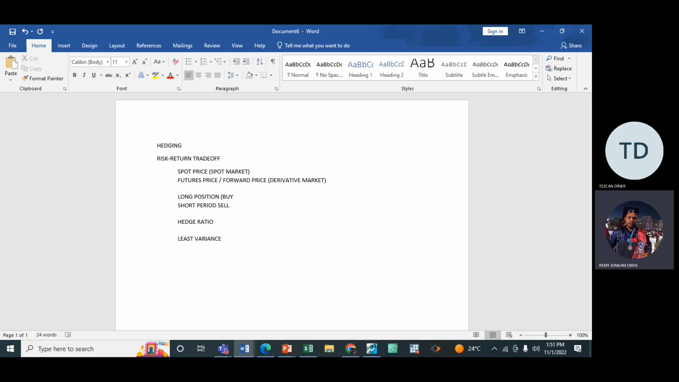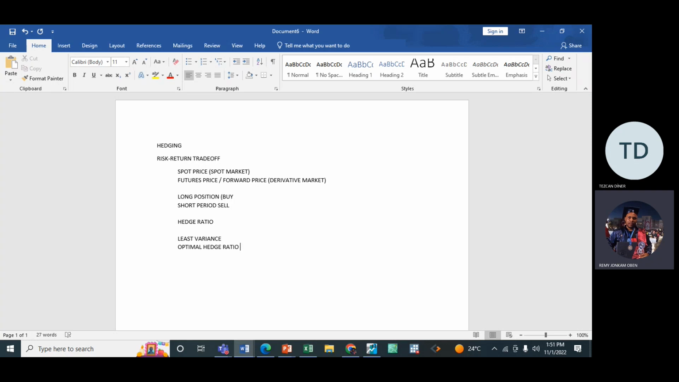Minimum variance. What is variance? Variance is risk. It's a measure of risk, right? So we don't want risk. So we want the option which has the lowest risk, the least variance. So the hedge ratio which has the least variance, the minimum variance, is called the optimal hedge ratio.